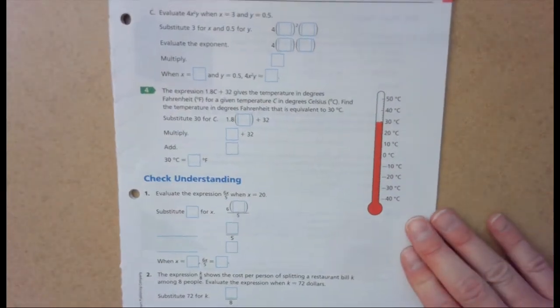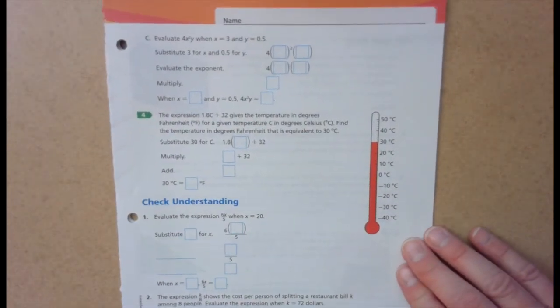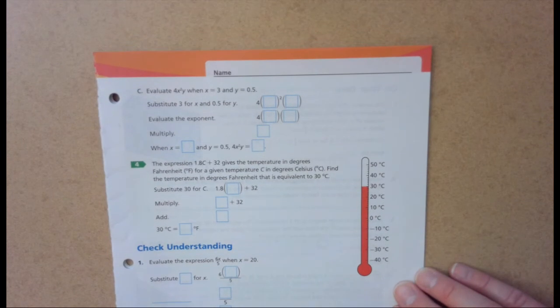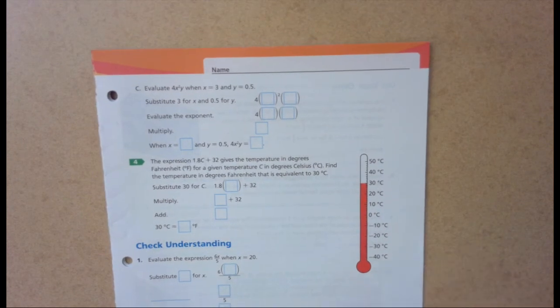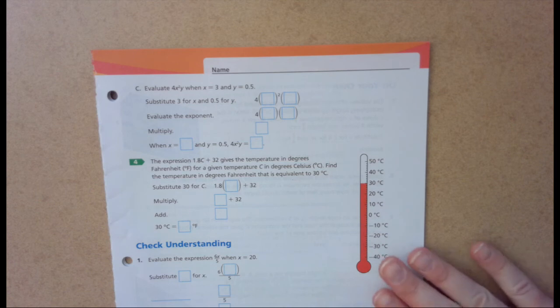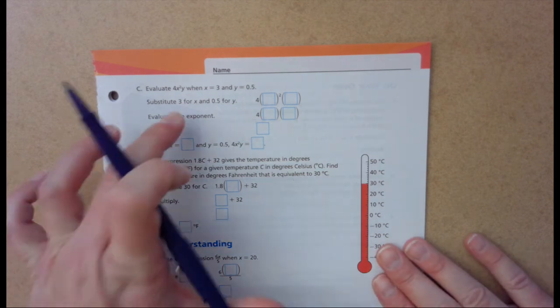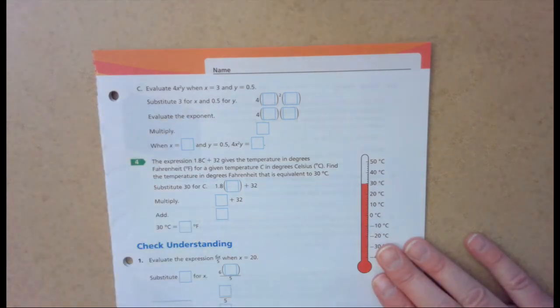On to page 255. Let me scooch that down a little bit. Alright, we're going to do C and then number 4, and I think we're going to stop there. Actually, if we get through C and 4 and we still have enough time left, I want to go to the bottom of the page and do a few of those check understandings.